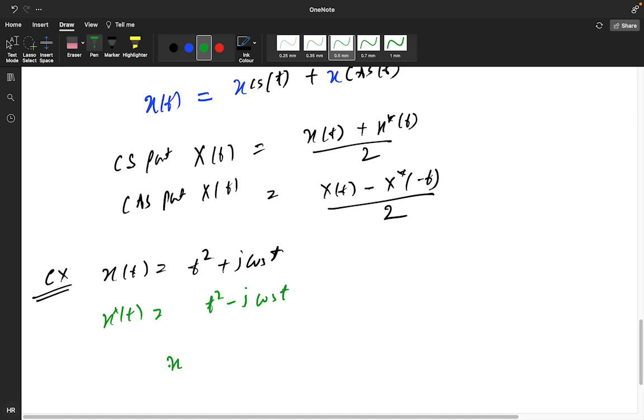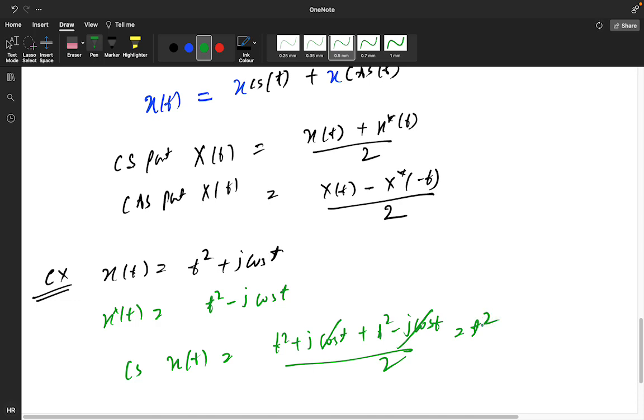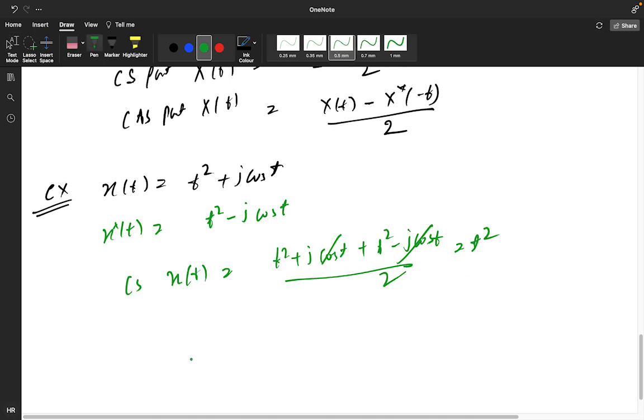And what will be the conjugate symmetric part of this signal? Both will get added: t square plus j cos t plus t square minus j cos t, divided by 2. The j cos t terms will get cancelled out, and you will get t square. And what about the conjugate antisymmetric part?